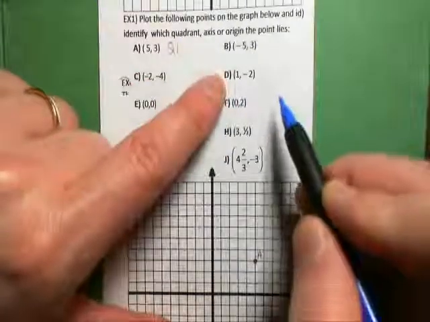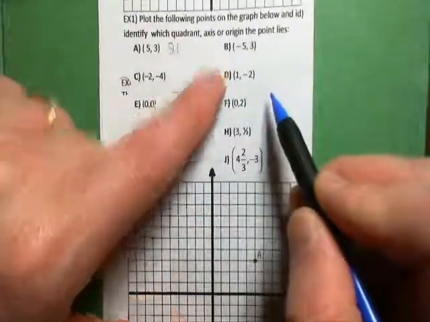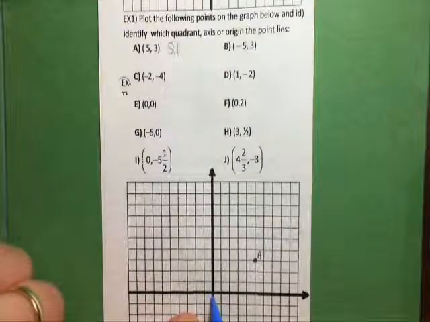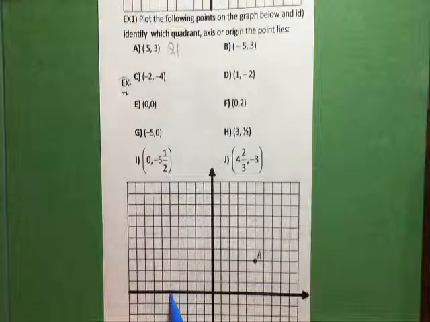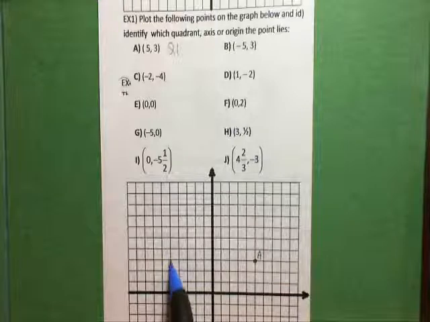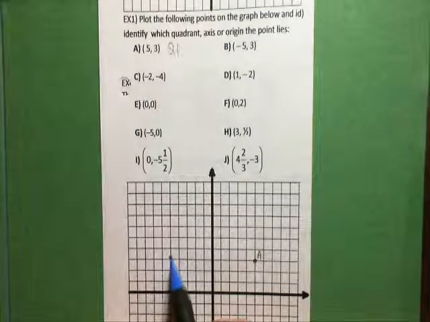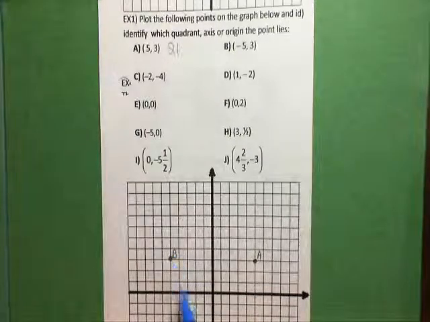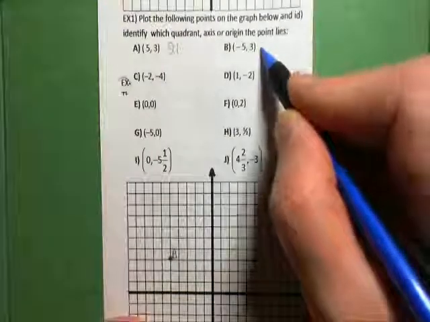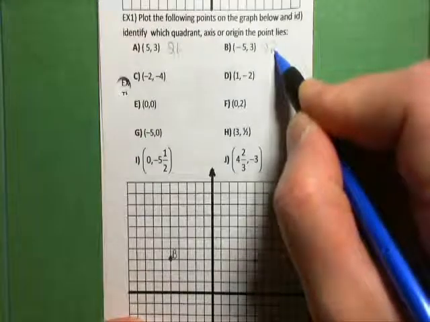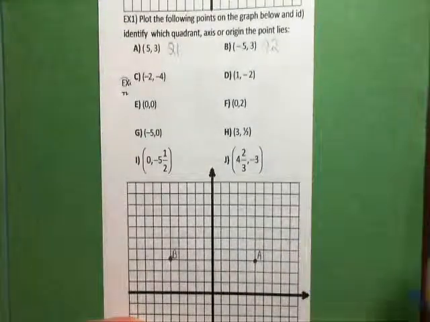Then we're going to do letter B. Letter B is -5, 3. So we go 1, 2, 3, 4, 5, and we went to the left because it's negative. Then the second coordinate is positive 3, so we go up 3. 1, 2, 3. And we're going to make the letter B right there. The quadrant that this point is in is quadrant 2, so we're going to come over here and put quadrant 2.